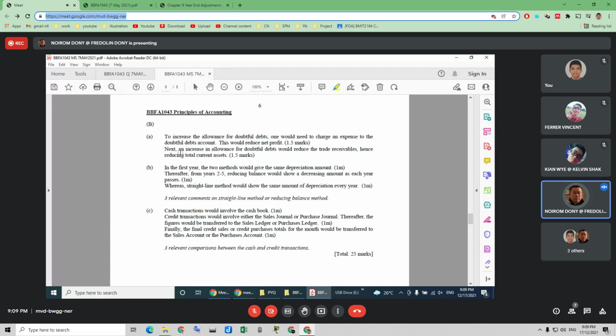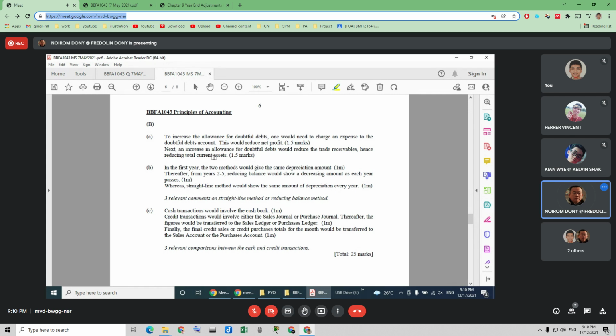this statement happened. Next, an increase in allowance would reduce the trade receivable because you need to minus, isn't it? When you present it in the SOFP, in the current asset, so trade receivable less allowance of doubtful debts. So therefore reducing total current asset. So that is the effect.